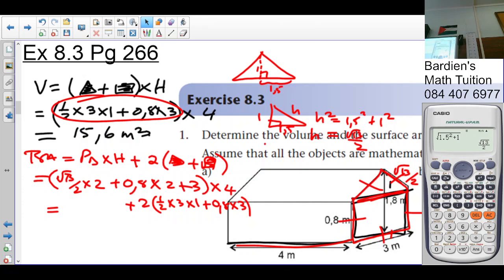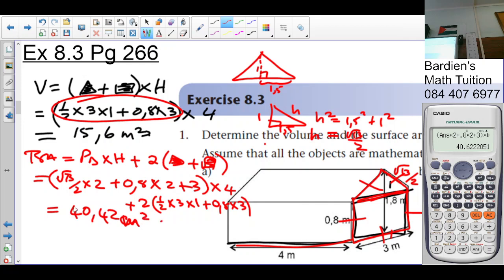Okay. On my calculator: open brackets, root 13 over 2 and answer times 2, plus 0.8 times 2, plus 3, times the depth of the object, which is 4, plus 2 open brackets 0.5, which is half, times 3 times 1, plus 0.8 times 3. 40.42, is that correct? Meters. Correct? Yes? 40.62. Yeah.